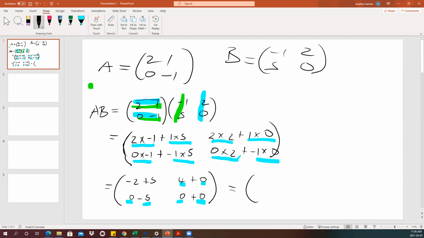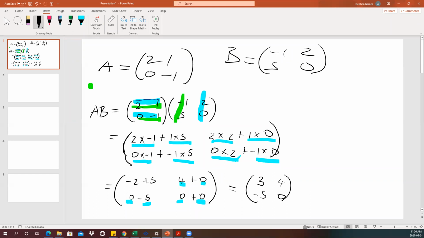So these little pieces here, this and this, minus 2 plus 5 is 3. Then I go to this section here, 0 minus 5 minus 5. 4 plus 0 is 4. 0 plus 0 is 0. I'll cross my fingers and hope we did it.